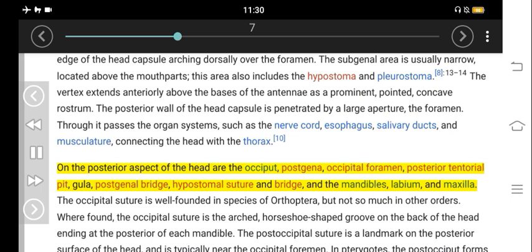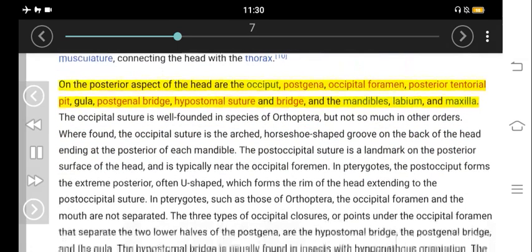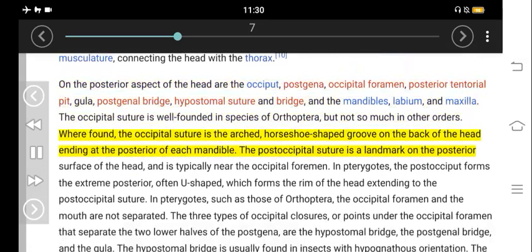The posterior aspect of the head, or the occiput, includes the postgena, occipital foramen, posterior tentorial pit, gula, postgenal bridge, hypostomal suture and bridge, and the mandibles, labium, and maxilla. The occipital suture is well founded in species of Orthoptera, but not so much in other orders. Where found, the occipital suture is the arched, horseshoe-shaped groove on the back of the head ending at the posterior of each mandible. The occipital suture is a landmark on the posterior surface of the head, and is typically near the occipital foramen.